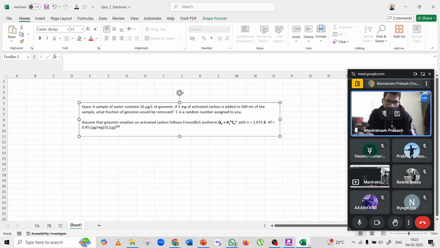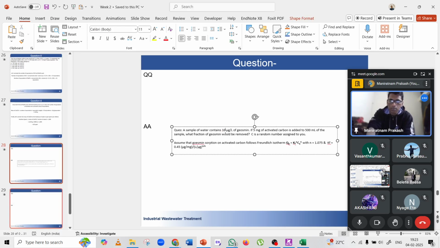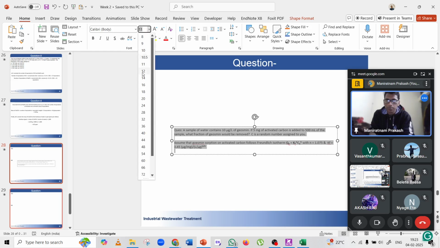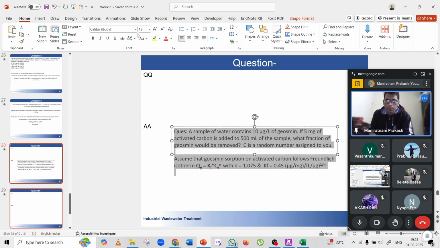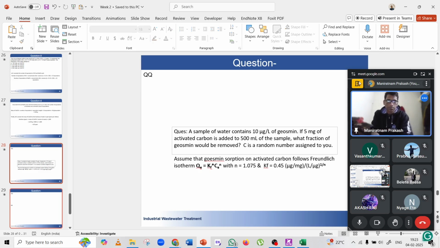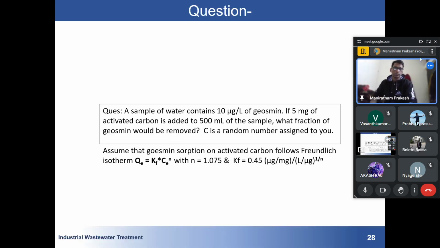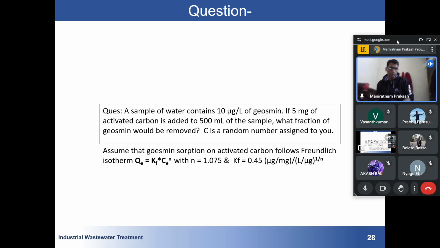So see, this question is related to Freundlich isotherm. Okay, now I hope you are able to see it. I can paste it here. This question will take a few minutes, so I want everyone to solve it. Those who were actively participating, just go through this question.